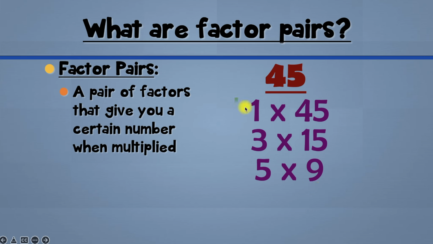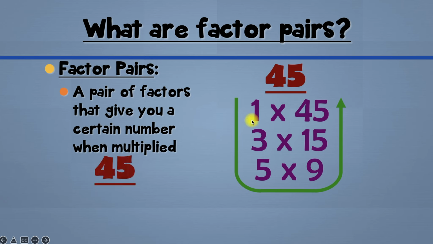And so next, we'll write all our factors from this side all the way around to the other side, in order from least to greatest. So we'll say the factors of 45 are 1, 3, 5, 9, 15, and the number itself, 45.